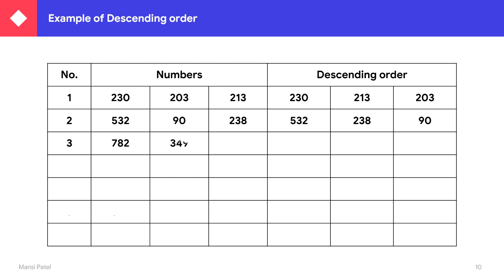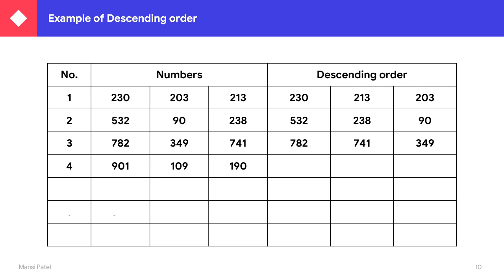Third, 782, 349, 741. From this, the number of digits is the same in all, and the first digit is also the same in the first and third numbers. So see the second digit, that is 782, that is the largest number. So write down 782, then the next largest number 741, and then the smallest number 349.